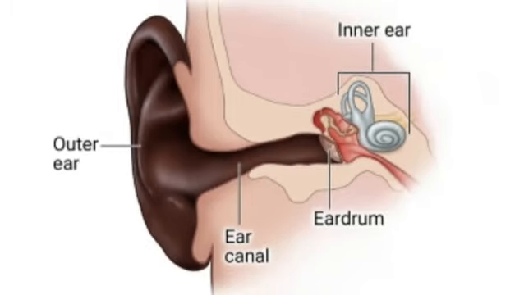The topic of discussion in this podcast is diseases of the external ear. We all know the external ear is divided into three parts, that is the pinna, external auditory canal, and tympanic membrane.